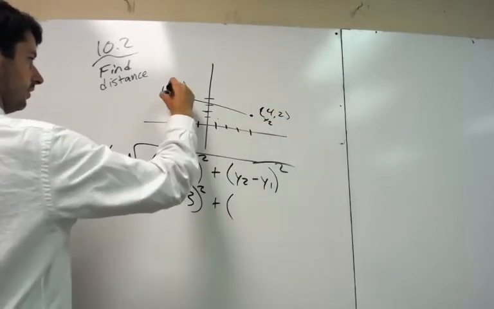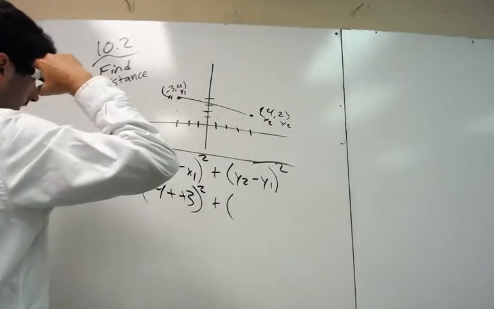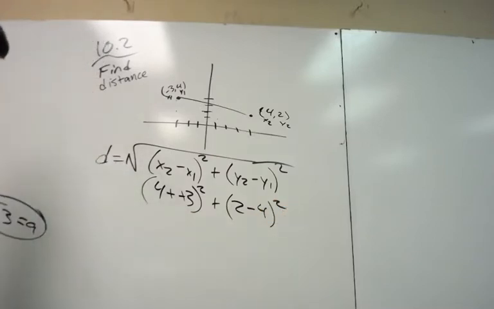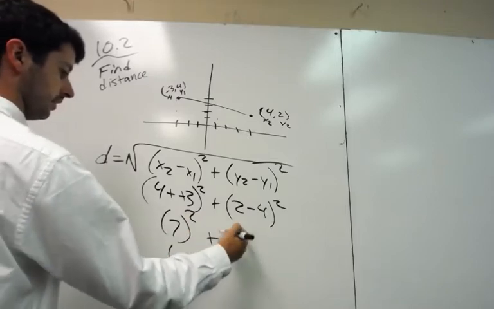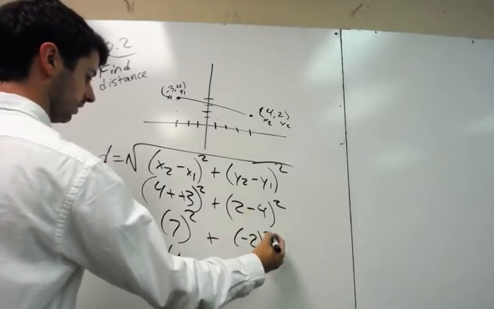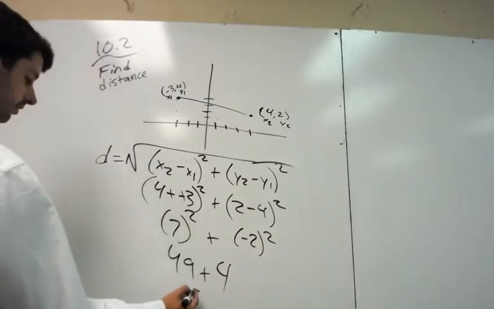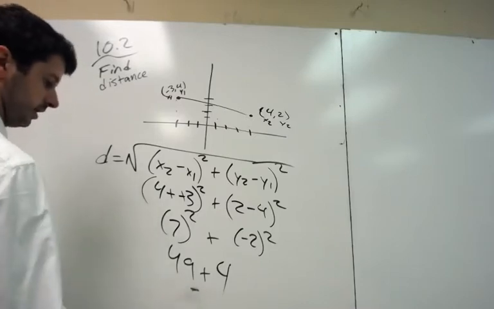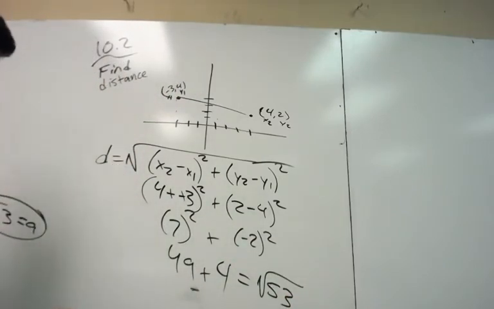I'll write these so you can see. y of 2 is 2, y of 1 is 4, and we solve: 4 plus 3 is 7, squared is 49. 2 minus 4 is -2, squared, and that is actually a positive 4. So your answer would be 53. Whoa, that's not a 3. Your answer would be 53, but remember it is under the square root, so it would actually be the square root of 53 as your distance.